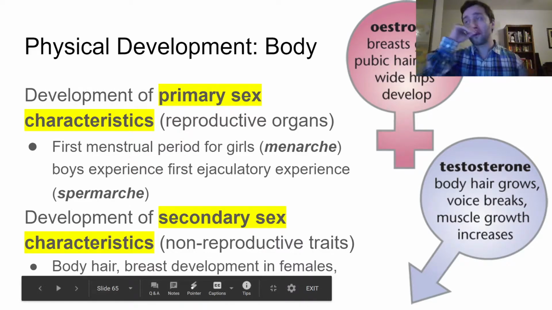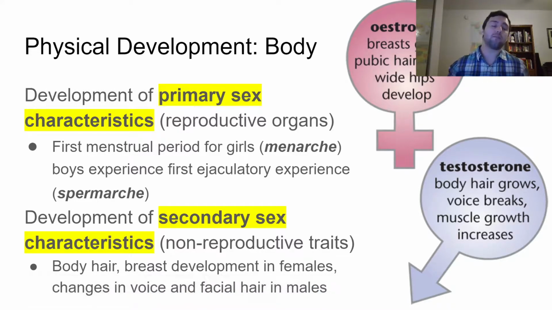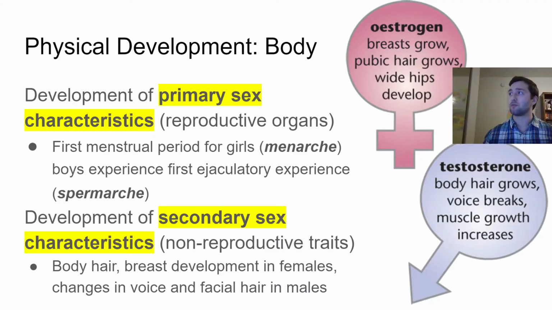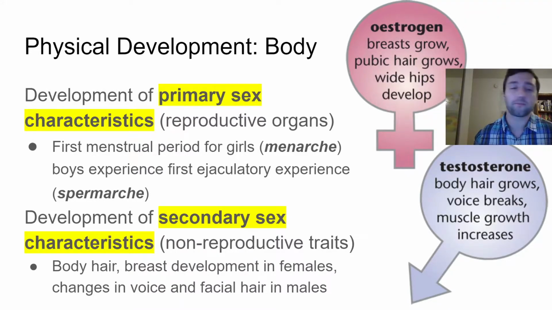So what are we actually seeing here, at least with physical development? There's basically two sets of things that are happening. We have what are called primary sex characteristics and secondary sex characteristics, and both of them are going to be developing during puberty. I'm going to move myself out of the way so you can see that a little bit better. So our primary sex characteristics have to do with reproductive organs specifically.